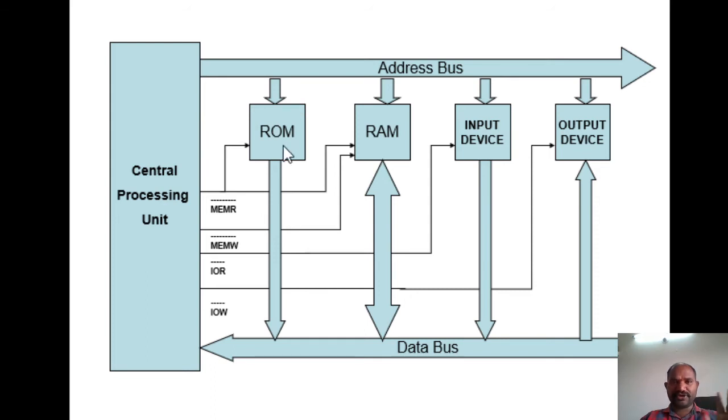I'm going to take one scenario, one example, where I would like to use the central processing unit to run a program which is there in the ROM. At that time, the central processing unit will decide. When you are trying to run your program, you are giving the starting address of your program. The central processing unit uses that address, places it on the address bus, and generates the control signal. The control signal for the ROM is only one, which is nothing but the memory read signal.